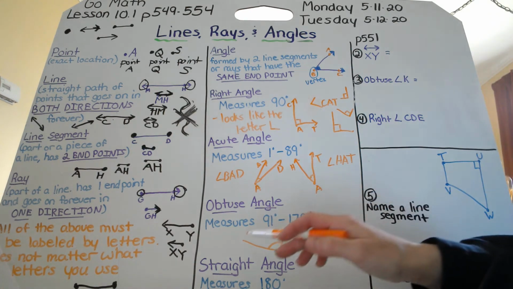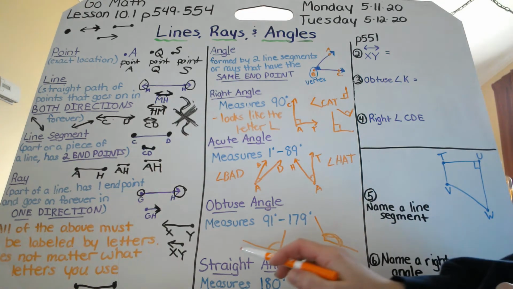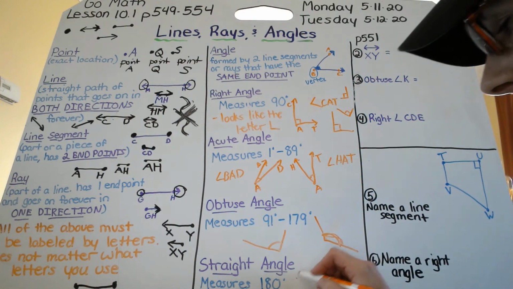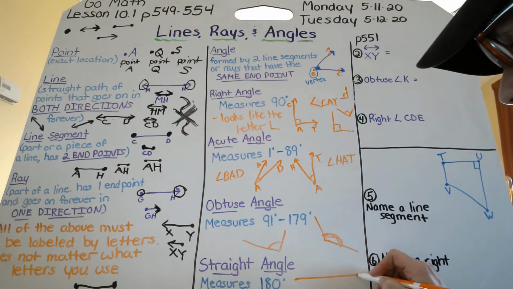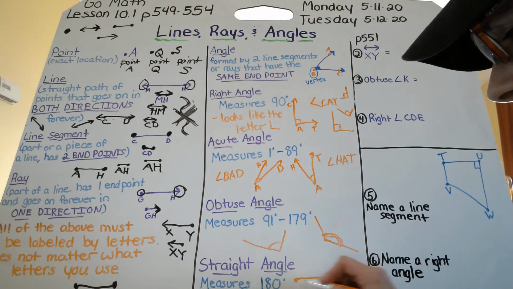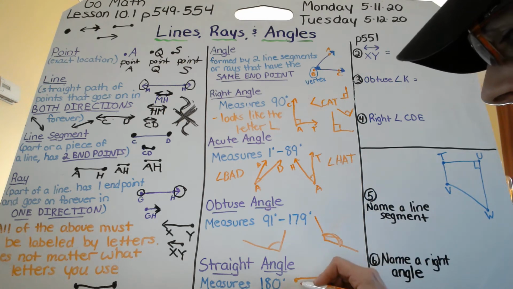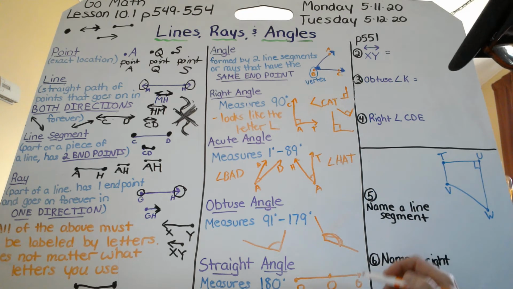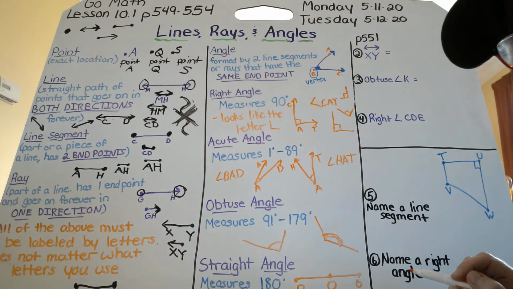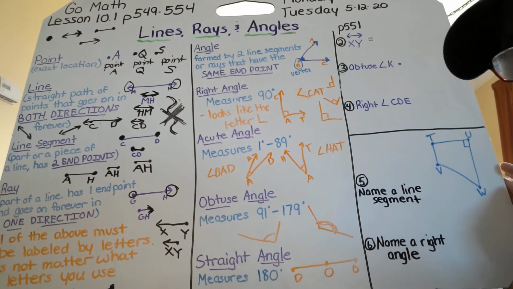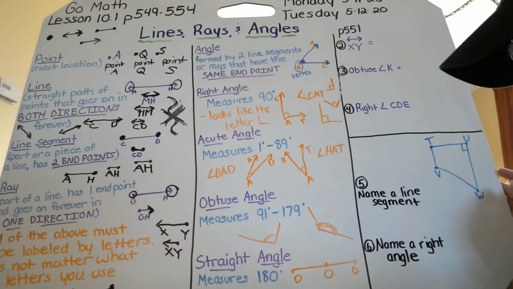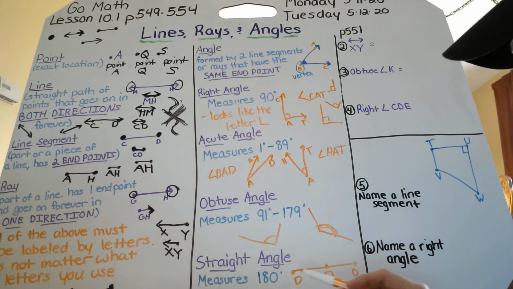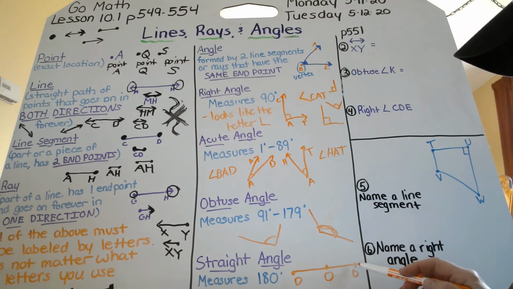Okay? And our last angle is a straight angle. This angle measures exactly 180 degrees. And ladies and gentlemen, this angle is a straight line. Okay? A straight line is another name for a straight angle. So this would be straight line or straight angle DOG. Okay? So a straight angle measures 180 degrees, and all it is is a straight line.